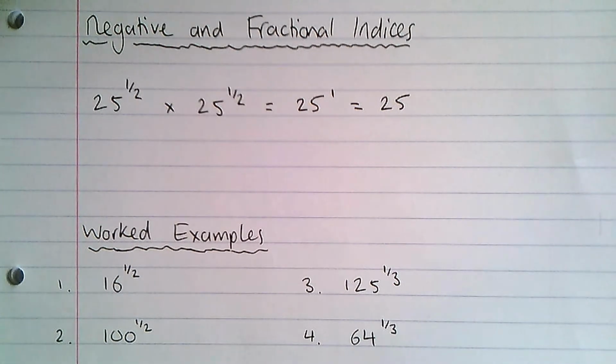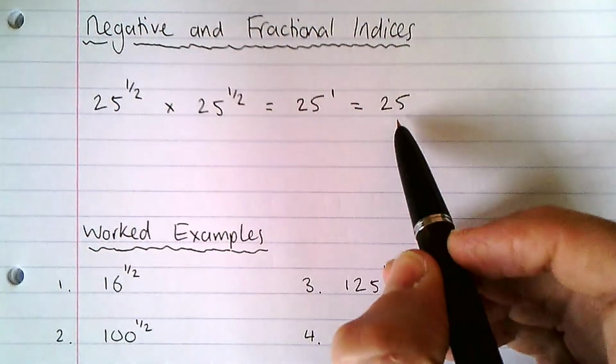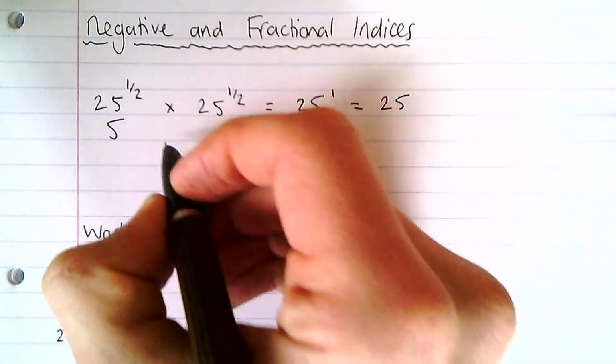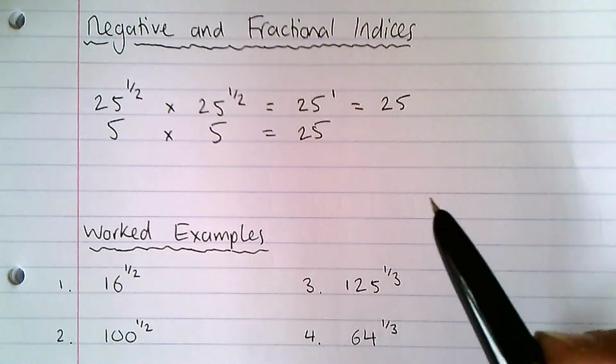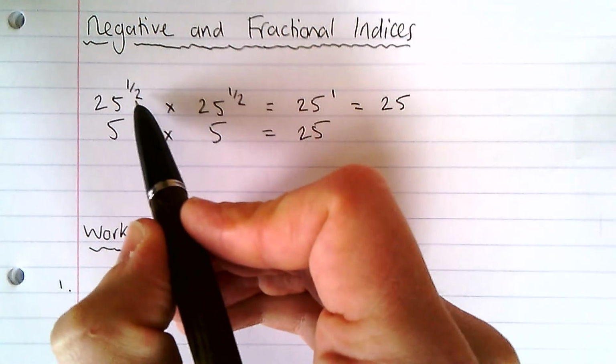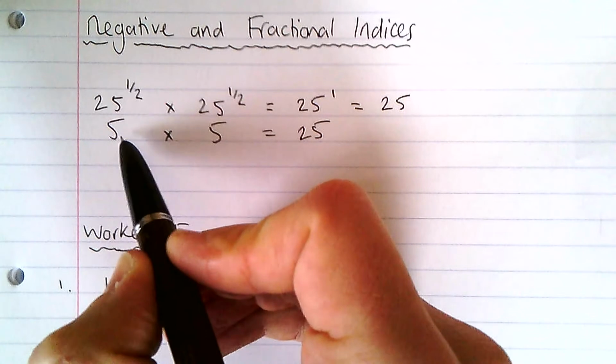So we want to then think, well, I've got some number, I multiply it by itself, I get 25. Well, we know what that is, don't we? Because 5 times 5 is 25. So what it's actually telling us here is that this power of a half is a square root. It's asking us to square root 25, that gives us 5.